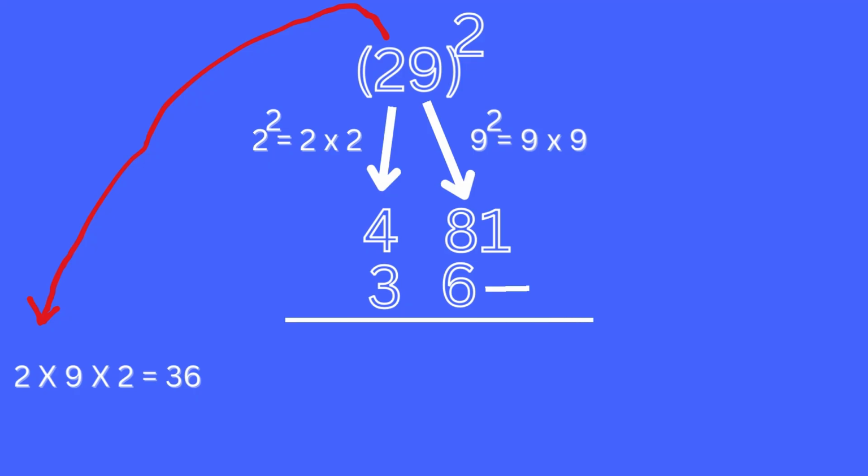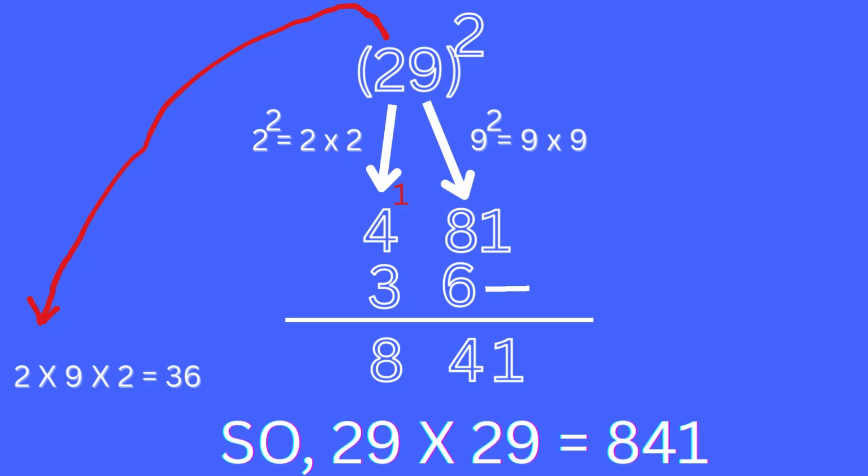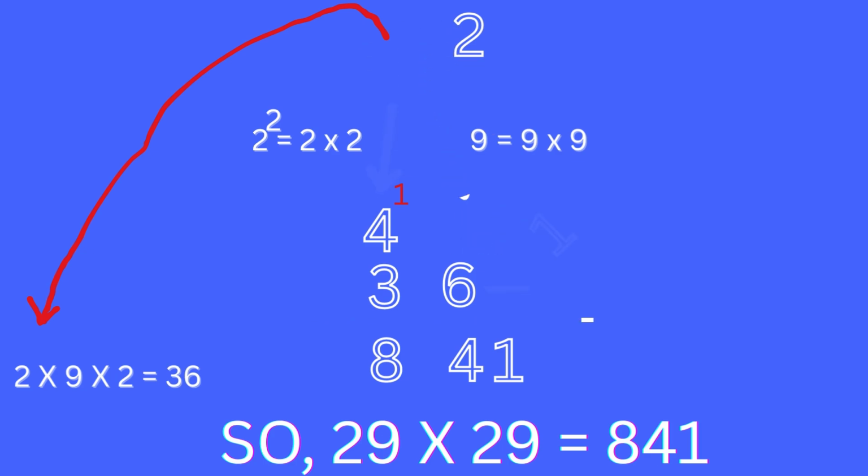1. Write as it is. 8 plus 6 is equal to 14. Write 4. Carry 1. 1 plus 4, 5. 5 plus 3, 8. We will get 841. So 29 square is equal to 841. Take one more example.